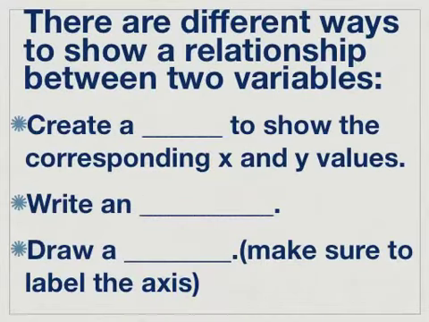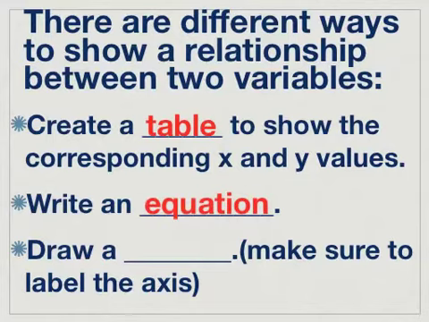There are different ways to show a relationship between two different variables. You could create a table to show the corresponding x and y values. You could write an equation. We've worked on writing an equation with one variable, but now it would be writing an equation for two variables or two unknowns. Or you can draw a graph. If you are going to draw a graph, you have to make sure that you are labeling the axes that you are using. And we'll do an example of that in just a moment.